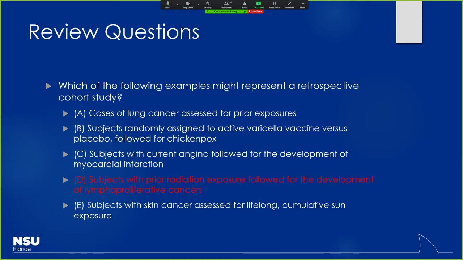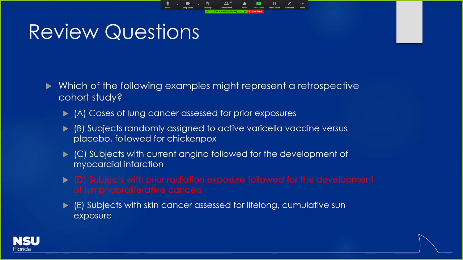If you're looking at cases of lung cancer assessed for prior exposures, what would that be? You're taking a group of people that have the disease in question and looking backwards to see what type of risk factors they have. Yeah, it'd be case control at that point. Subjects with current angina followed by development of MI, that'd be more like a prospective cohort study, more like what we've been talking about typically. And then subjects with skin cancer, again, if you're starting with the outcome already, then you're not dealing with a cohort study, whether prospective or retrospective.